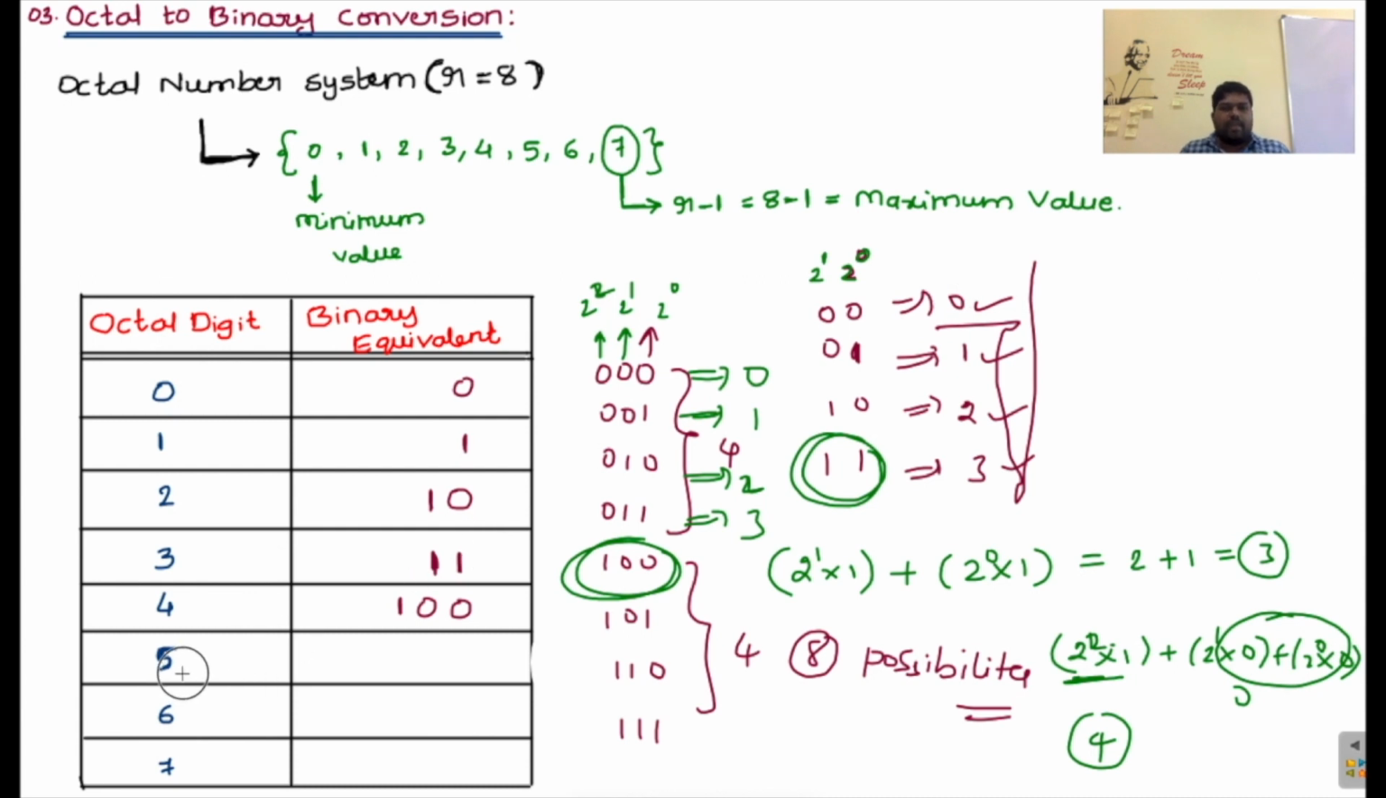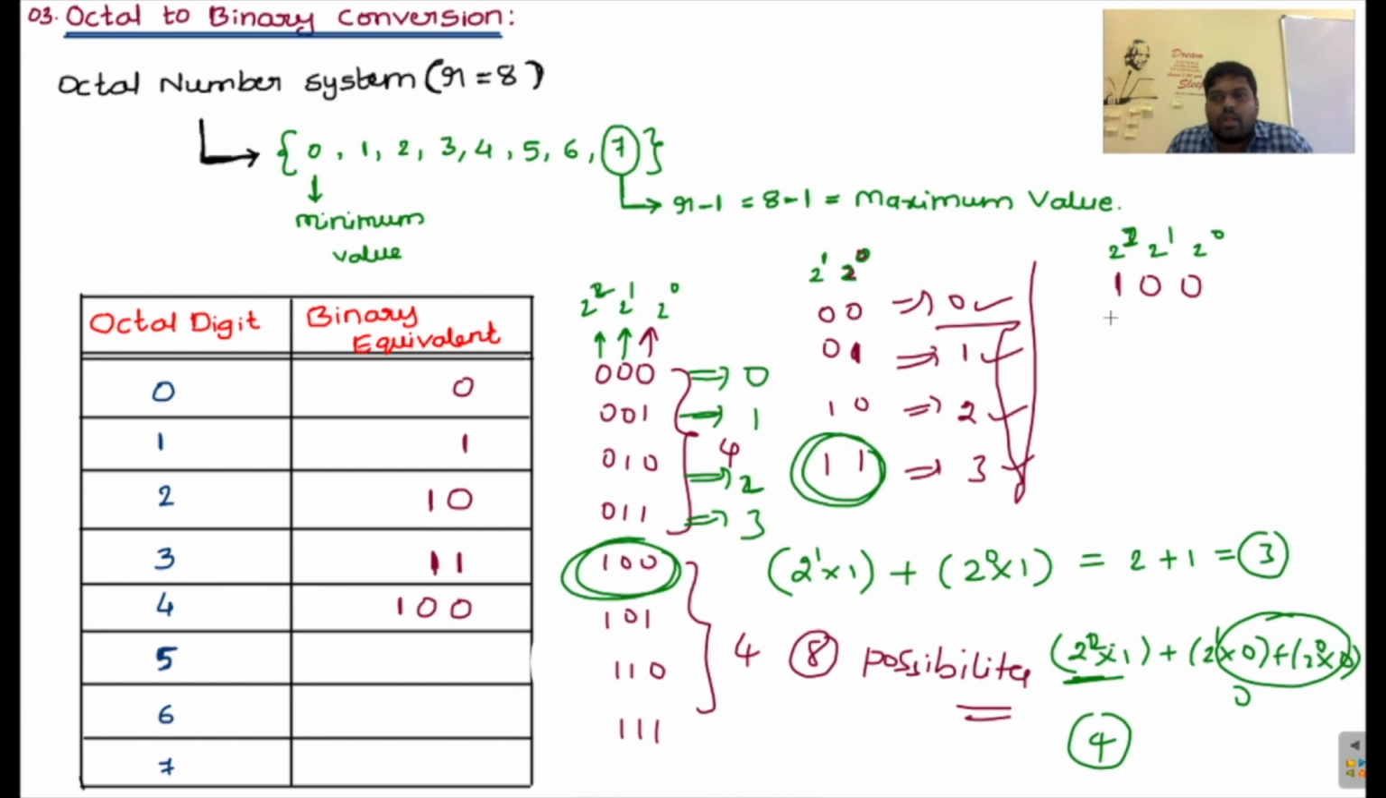Now next, 5. If you want to represent the binary equivalent for octal 5, already this is 4, right? So you need to add an incremental value of 1, then it will become 5. So this is 1 0 1 at the last position. This is 1 0 0, with positions 2 power 3, 2 power 2, 2 power 1, 2 power 0. So 2 power 1 multiplied with 0, you will get 0. 2 power 0 multiplied with 0, you will get 0. 2 power 2, that means 4, multiplied with 1, you will get 4, right?